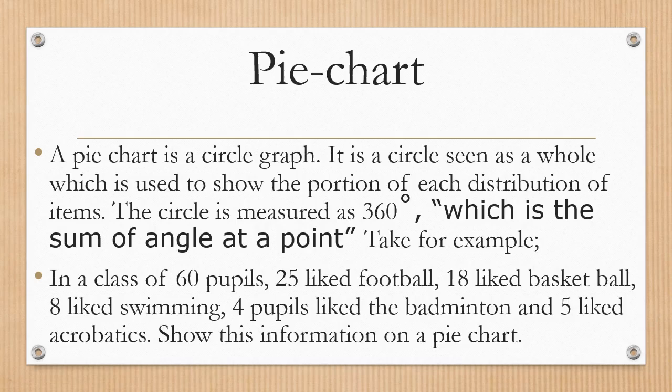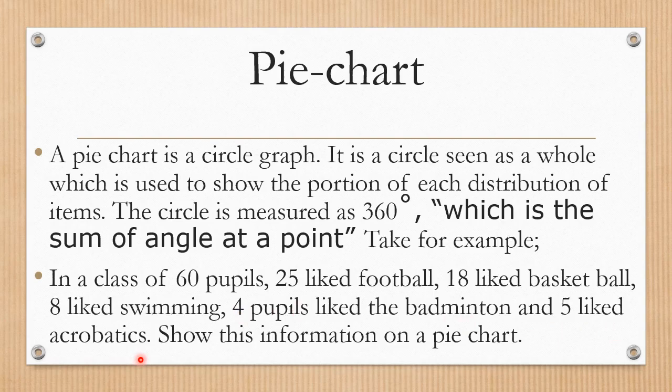In our example 1, they said, in a class of 60 pupils, 25 liked football, 18 liked basketball, 8 liked swimming, 4 pupils liked badminton, and 5 liked acrobatics. Show this information on a pie chart.